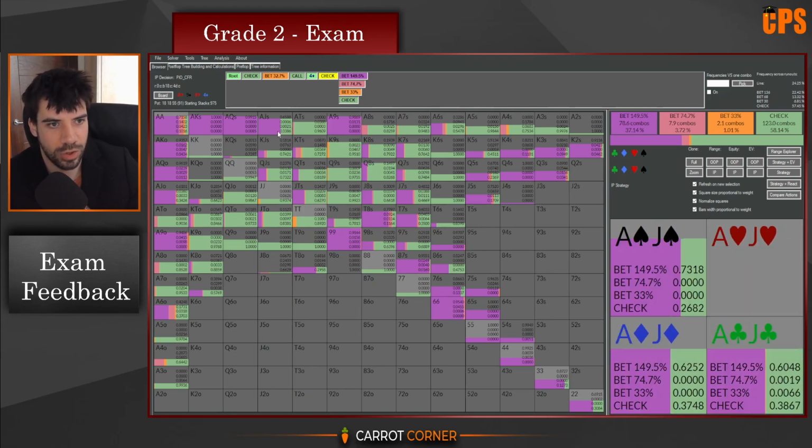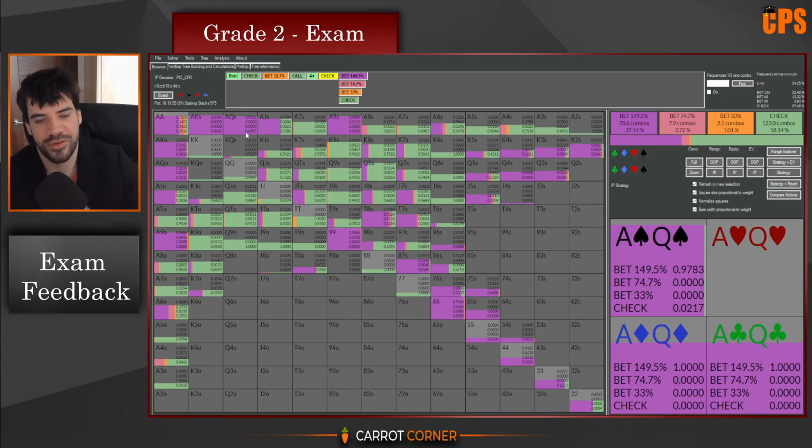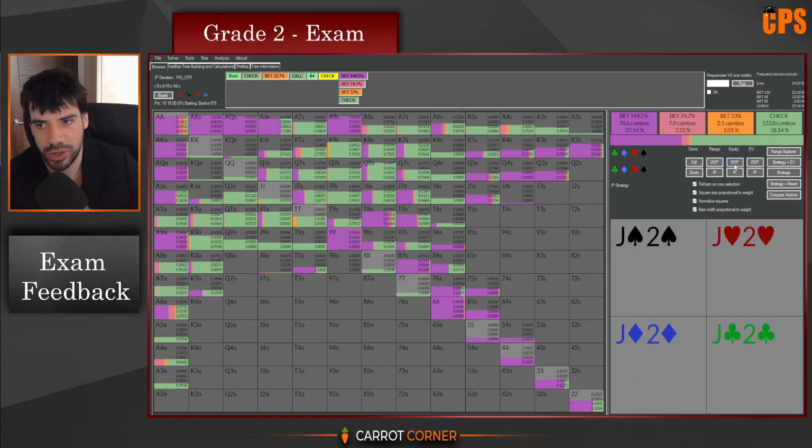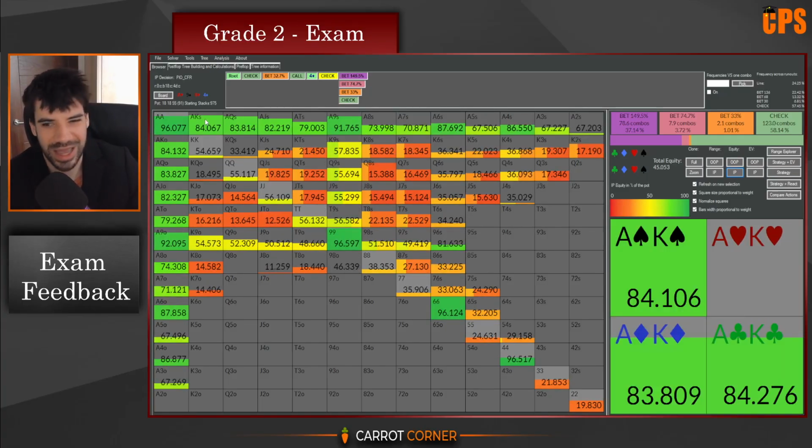The idea being that your unique value hands like ace queen plus that villain doesn't really have due to the fact that they would have 3-bet them pre-flop, these are going to be really crushing now. So when we look at the equity of a hand like ace queen or ace king, it's going to be 83, 84%, something like that.